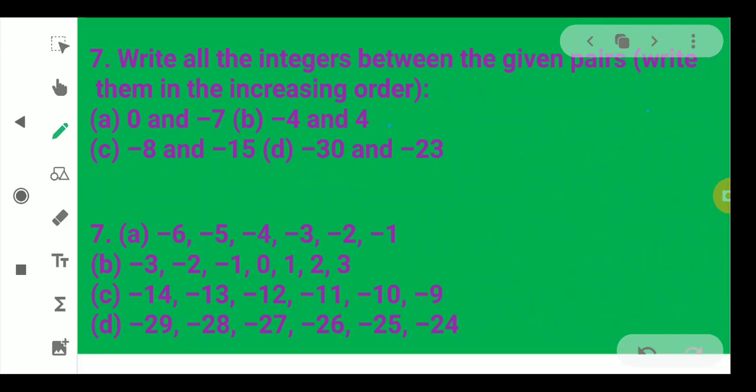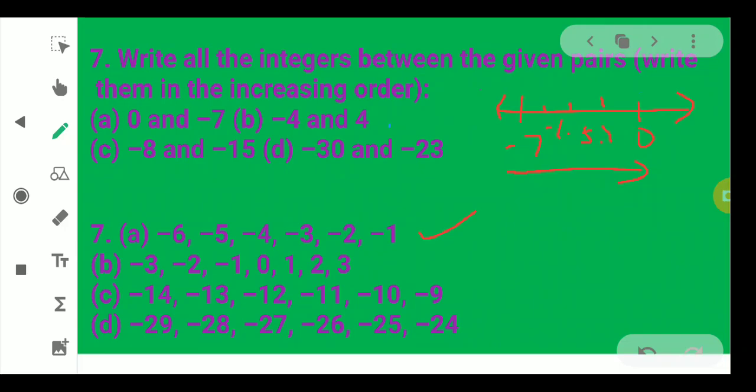Next is, write all the integers between the given pairs, and we have to write them in the increasing order. Suppose 0 and minus 7. So on the number line, this is 0 and this is minus 7. Now increasing order means left to right. So when we move from minus 7 to 0, we will get minus 6, minus 5, minus 4, minus 3, minus 2, minus 1, then 0. So these are the numbers between minus 7 and 0 in the increasing order.